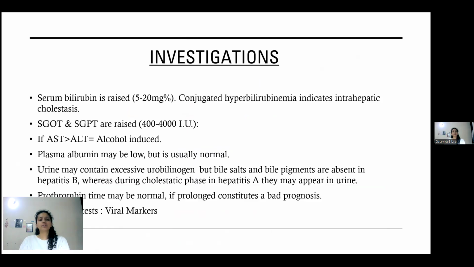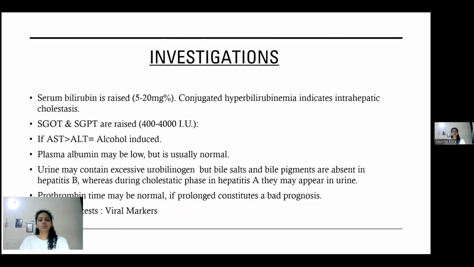Investigations. Serum bilirubin is raised by 20 mg%. Conjugated hyperbilirubinemia indicates intrahepatic cholestasis. SGOT and SGPT are raised, 400 to 4,000 international units. If AST is more than ALT, then it is thought to be alcohol-induced. Plasma albumin may be low but is usually normal.